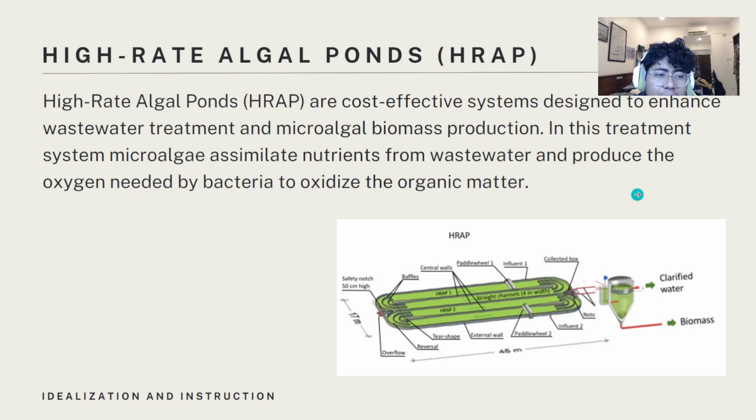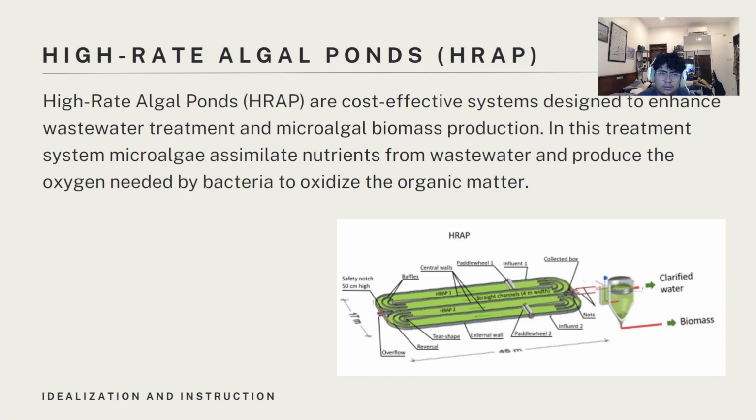A high rate algal pond wastewater treatment is a cost-effective system designed to enhance wastewater treatment and microalgal biomass production. In this treatment system, microalgae assimilate nutrients from the wastewater and produce the oxygen needed by bacteria to oxidize the organic matter. So HRAP is used to enhance it. This is what we are looking for. We are looking to enhance what we have already, which is a conventional wastewater treatment.